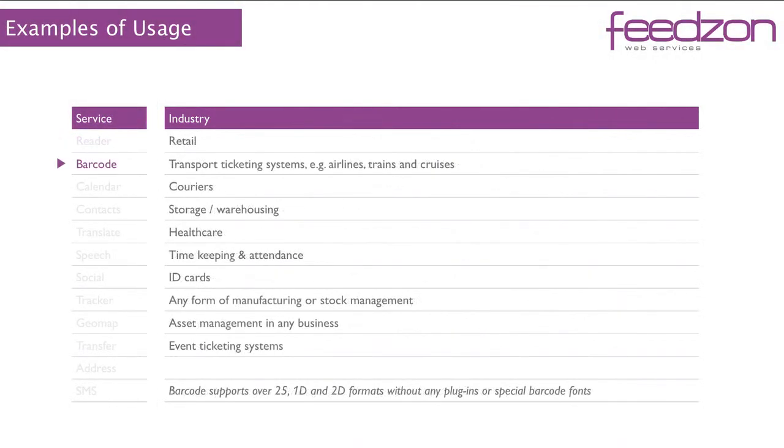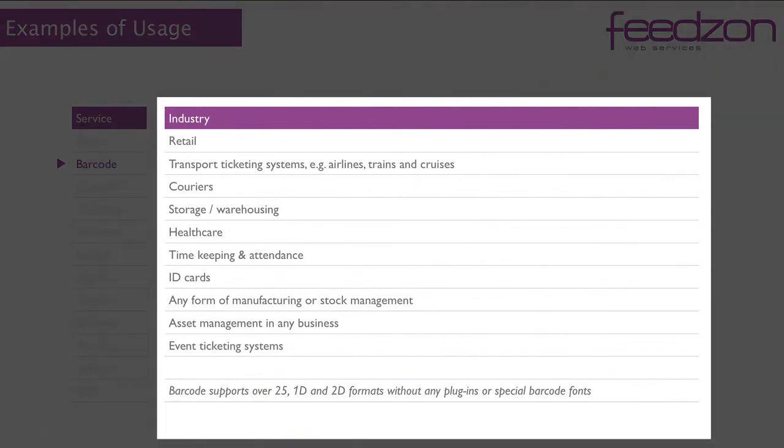Next up is Barcode, which is, well, you guessed it, a barcode generator, supporting over 25 1D and 2D formats and producing high-resolution images. You don't need to install any special barcode fonts, as with some alternatives.